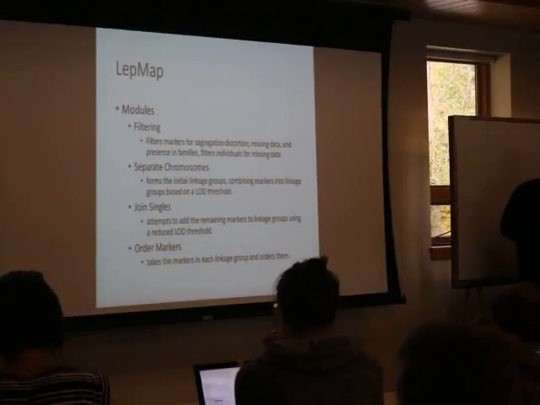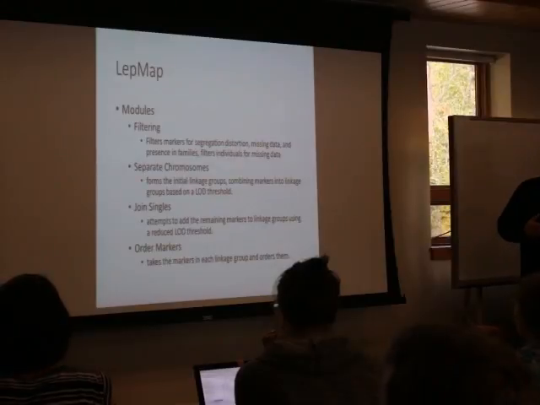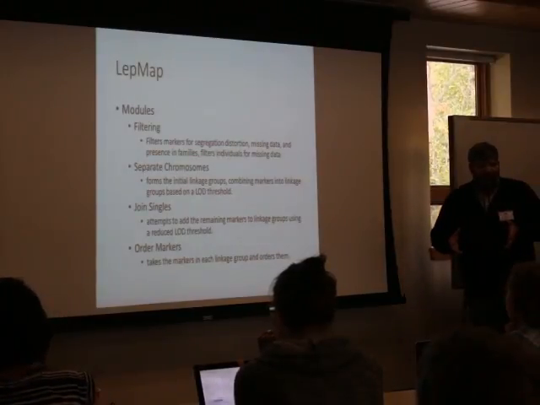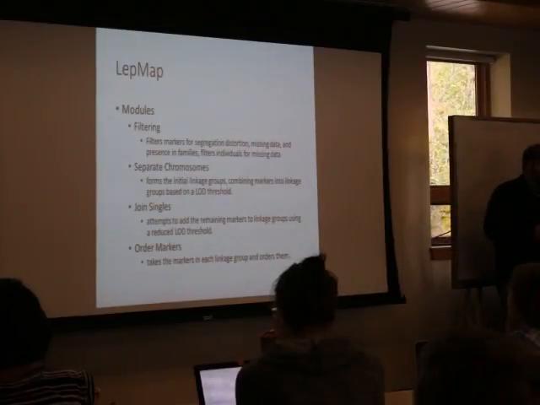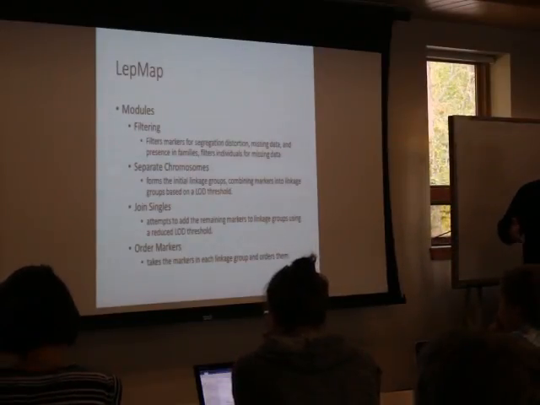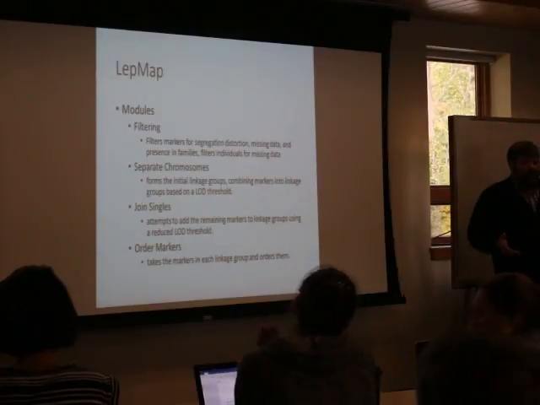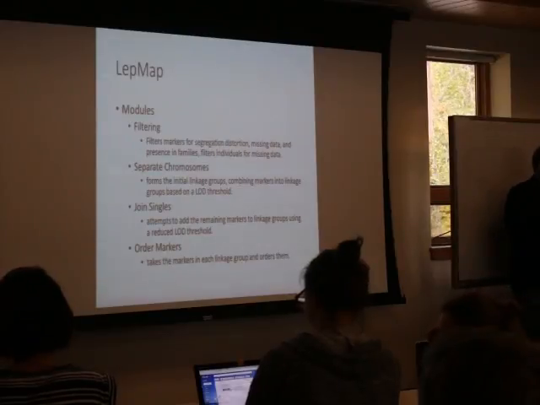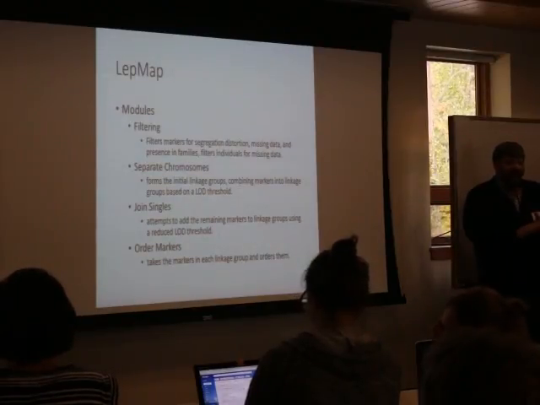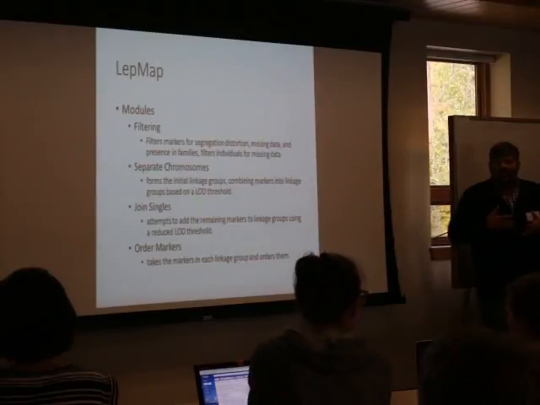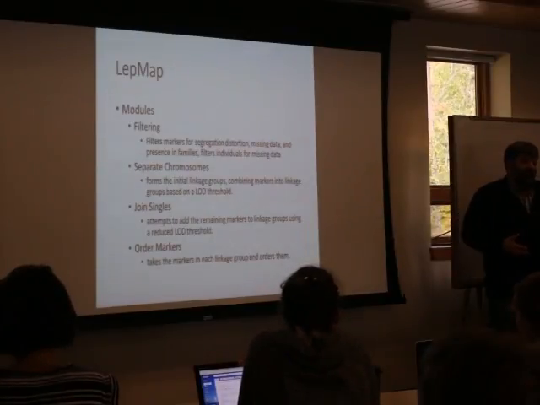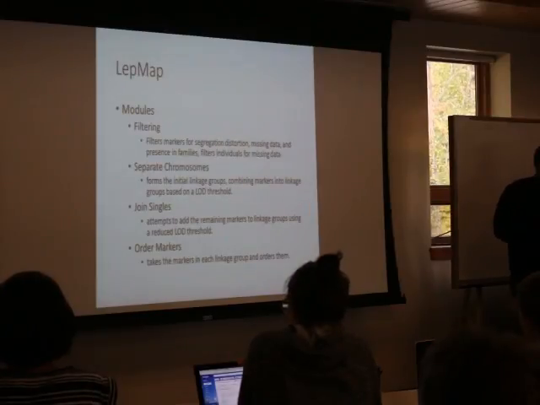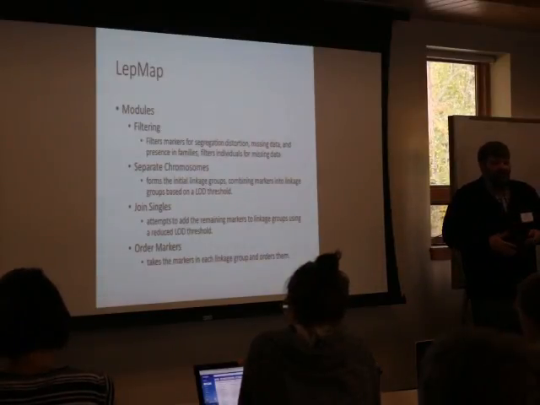Then the other three modules are really where the work gets done. Separate chromosomes is what forms the initial linkage groups. It does this based on log thresholds, and it's very fast. You put in your parameters, choose a log threshold, run it, and within a few seconds, it'll have grouped your markers into linkage groups, and it will tell you how many linkage groups you have. I have some summary scripts in the handout that you can use to see how many markers are in linkage groups and how many linkage groups there are. And you can vary the log threshold, change parameters, and you get a pretty good idea of how the linkage map is behaving.